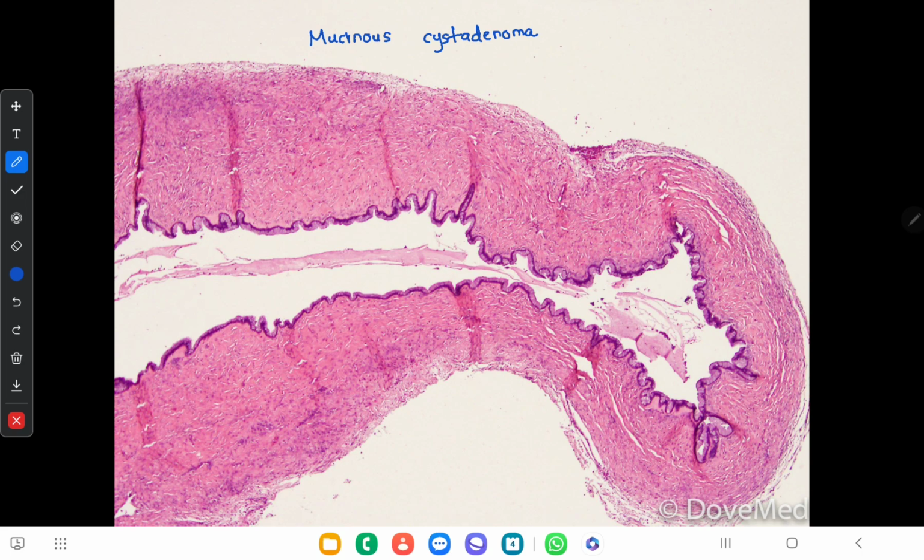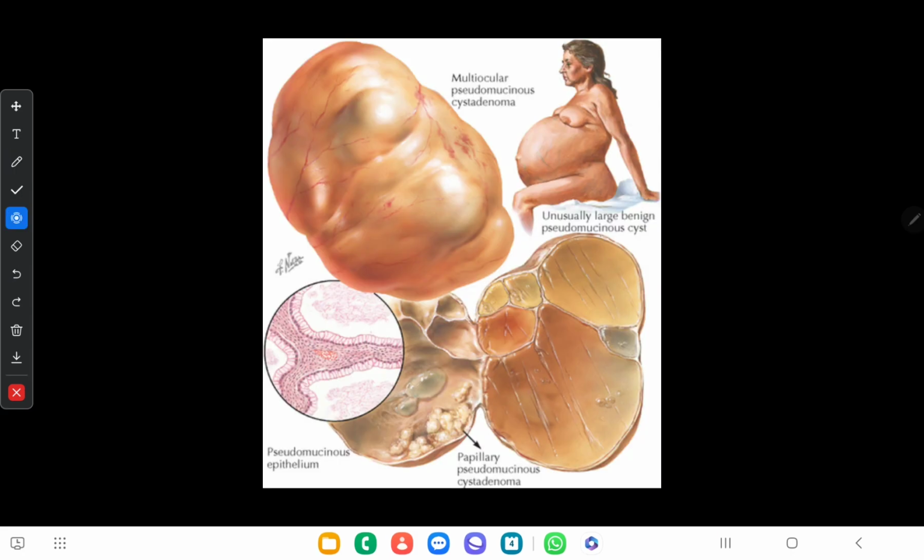In this video we discuss some histological sections of tumors of epithelial origin. Here in this picture you can see a mucinous cystadenoma in the ovary. It is lined by tall columnar glandular epithelium. Here you can see a macroscopic view of mucinous cystadenoma in the ovary.